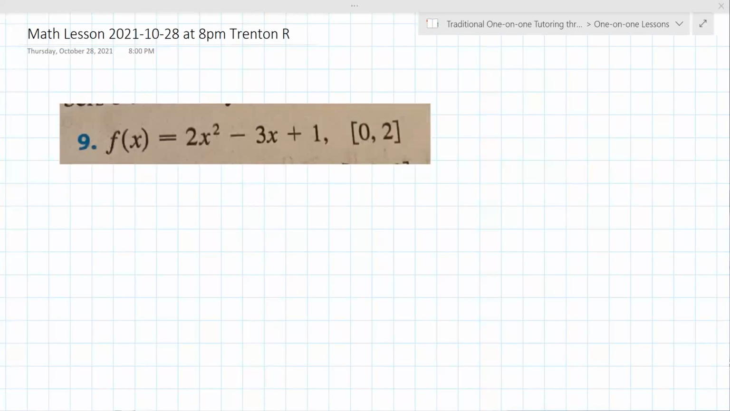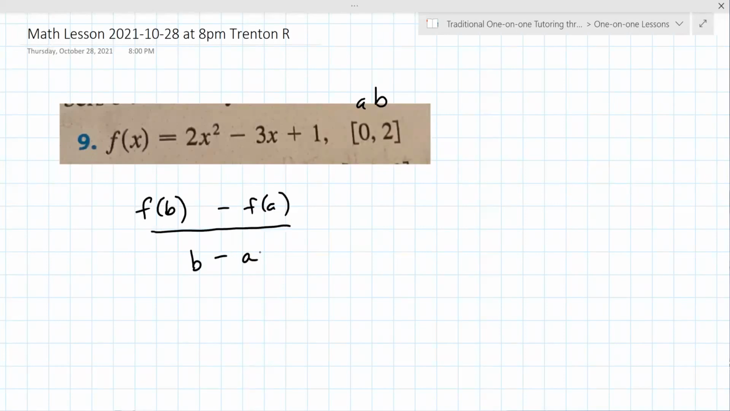Mean value theorem here. Sometimes instructors want you to lay out the definition of the mean value theorem. We don't need to do any of that for this, but you have to find f of b minus f of a over b minus a.